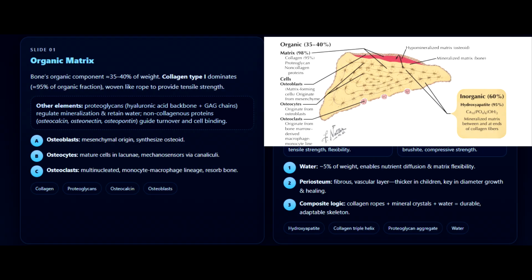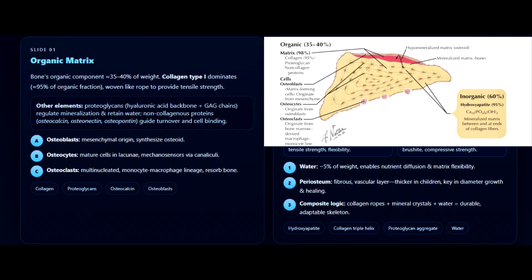Non-collagenous proteins such as osteocalcin, osteonectin, and osteopontin play important roles in bone turnover and in binding cells to the matrix. Osteocalcin, for example, is often used clinically as a marker of bone formation and turnover. And of course, embedded within this organic matrix are the bone cells themselves.